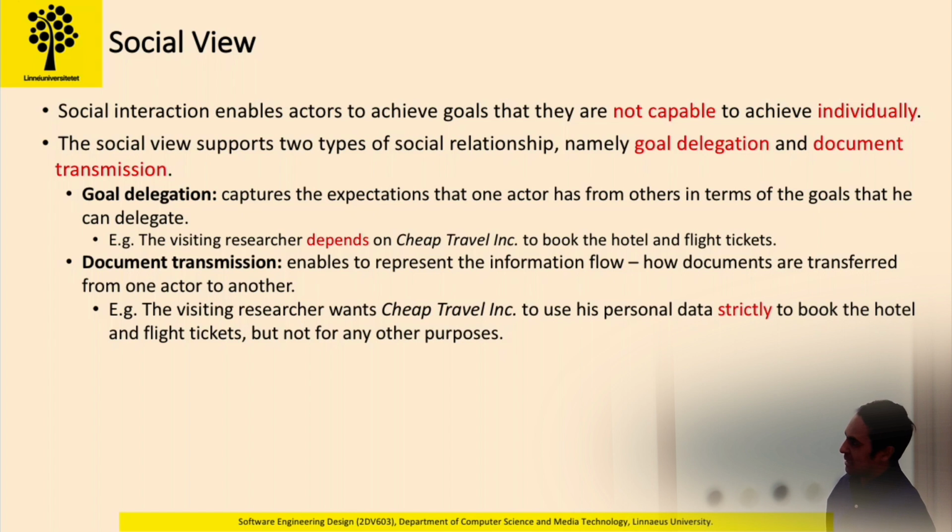Then there is also document transmission. While we are interacting with each other, we might transmit documents or information among the actors or agents. An example of this is a visiting researcher giving his private or personal information to the cheap travel agency to book the flights, and he wants this data to be used strictly only for this purpose. So there should be some security and authorization issues related to this information and document.